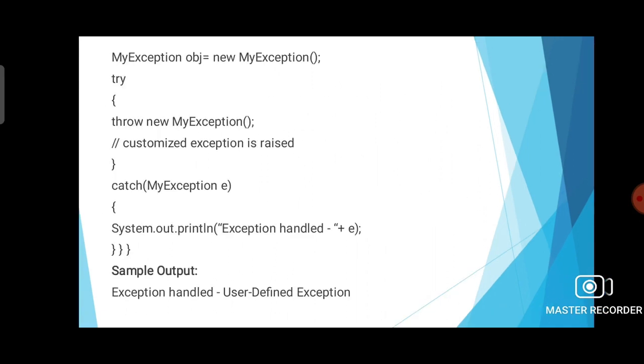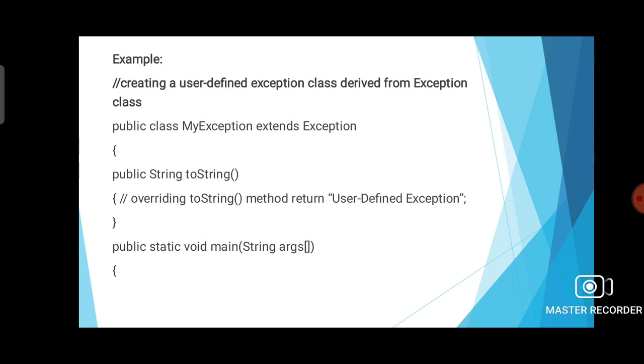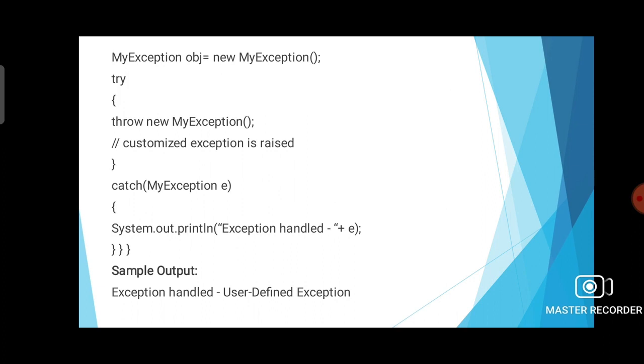So in this program we have the customized exception that arises from the try block and will be handled in the catch block. As a result of the try block, the catch block will be executed, and we will get the statement in the output like exception handled, and e is the exception message. The exception message will be provided by the toString method. Actually the message is user defined exception.